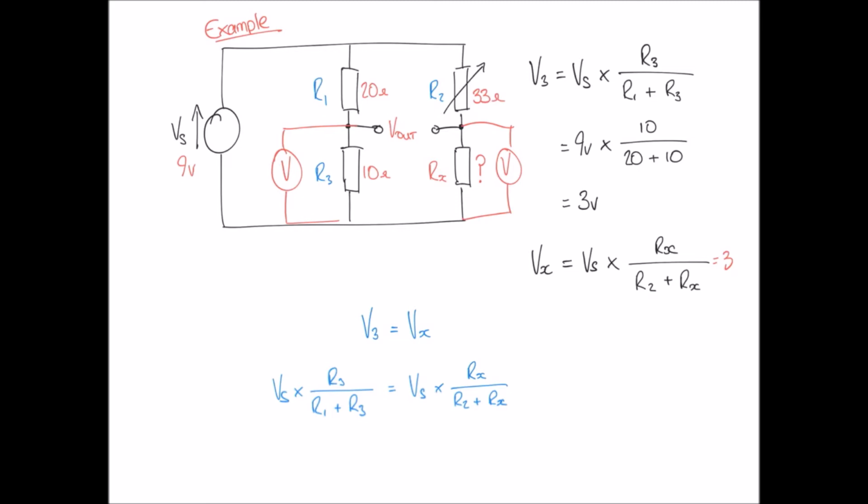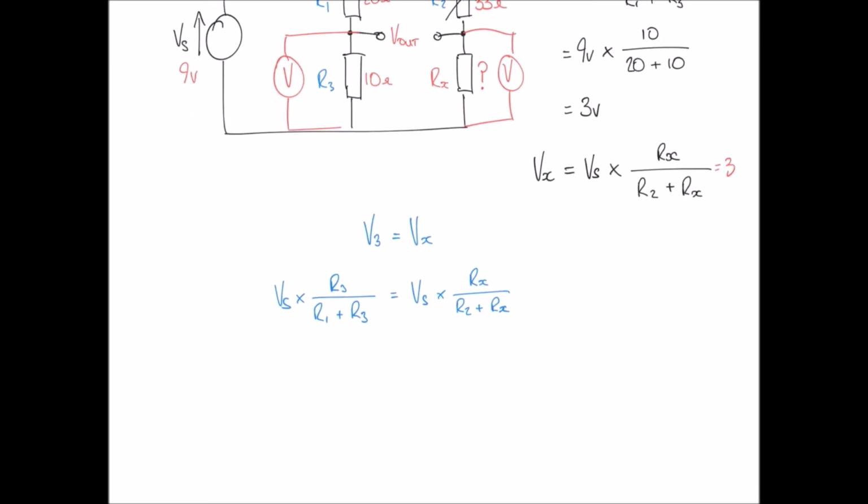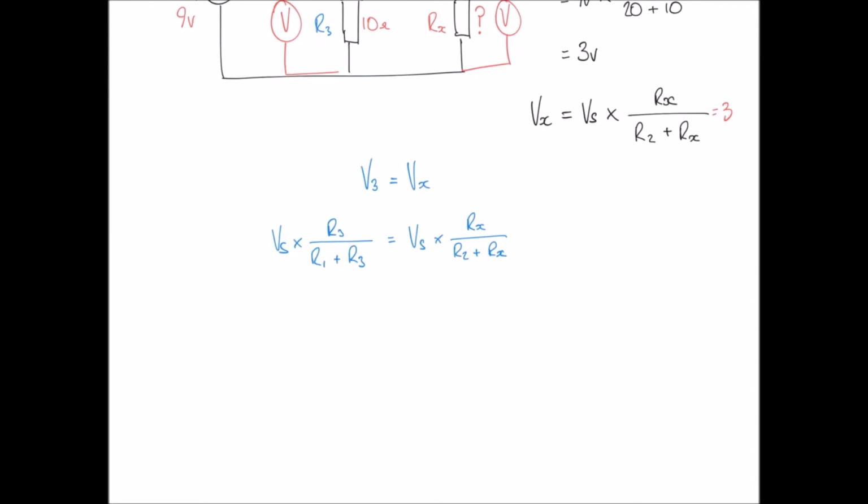But expanding them in this way allows us to do a little bit of simplification, hopefully, and determine the value of Rx as a formula. So let's have a look at our equation that we've got so far. One of the things we can do straight away is cancel out the Vs's. They don't matter in this particular formulation, and they cancel out on each side. And so we're left with R3 over R1 plus R3 on the left hand side, and Rx over R2 plus Rx on the right hand side.